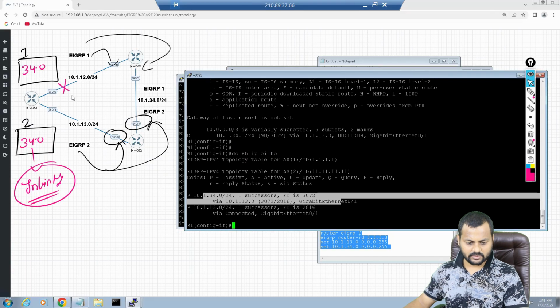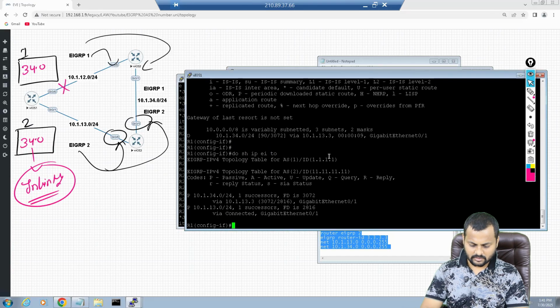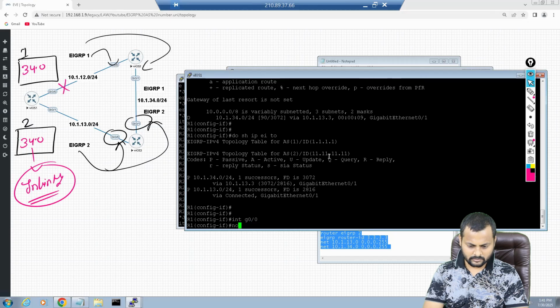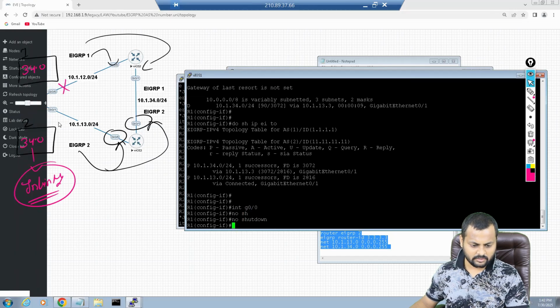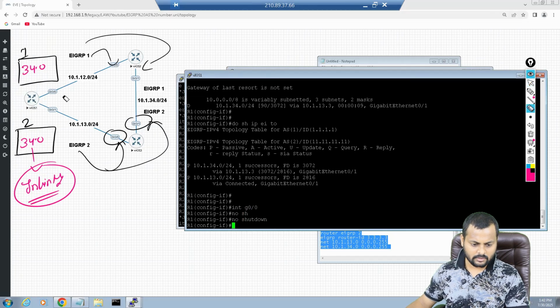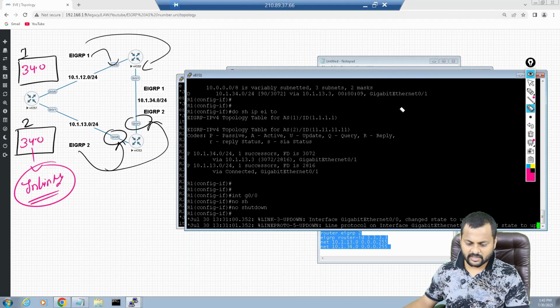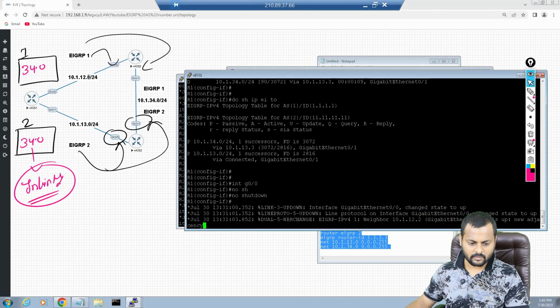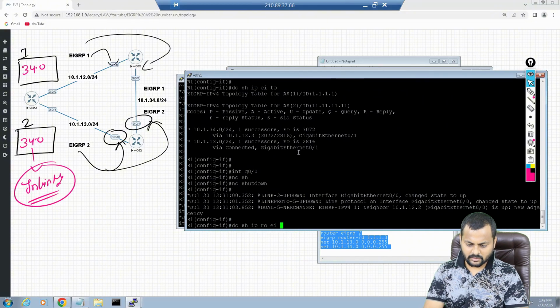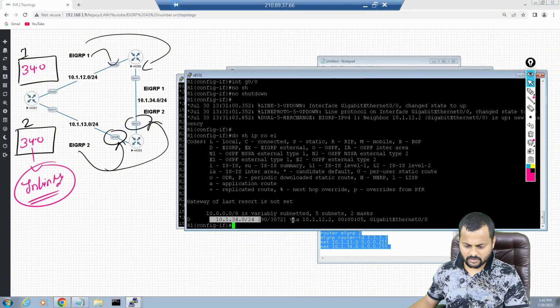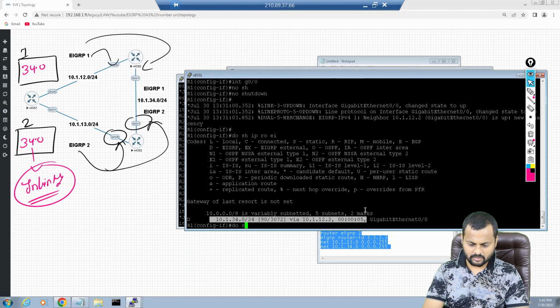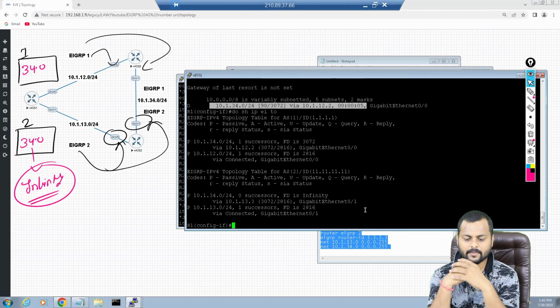But as soon as I turn on this interface, let me bring this back. This interface is working right now, so this path will go to infinity. And again, router 1 is going to prefer this route. So do show IP route EIGRP. Awesome. And the same one, do show IP EIGRP topology table.